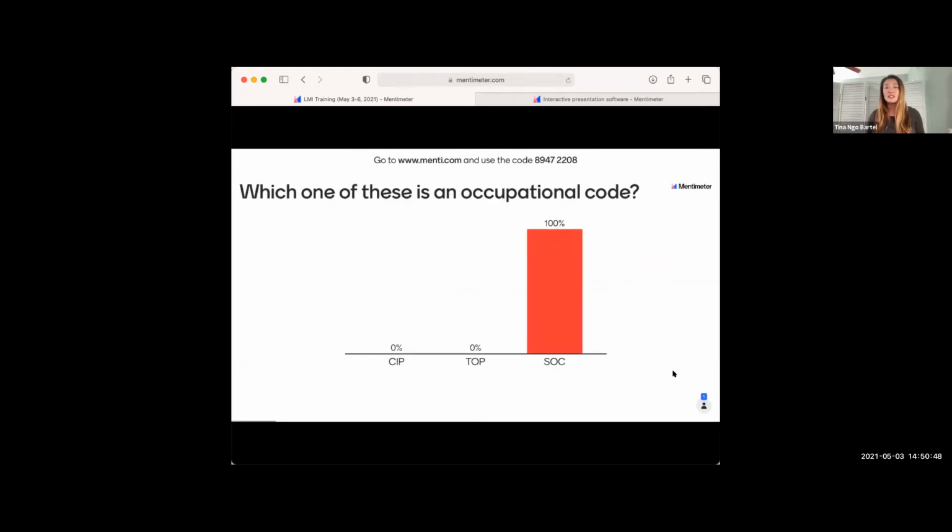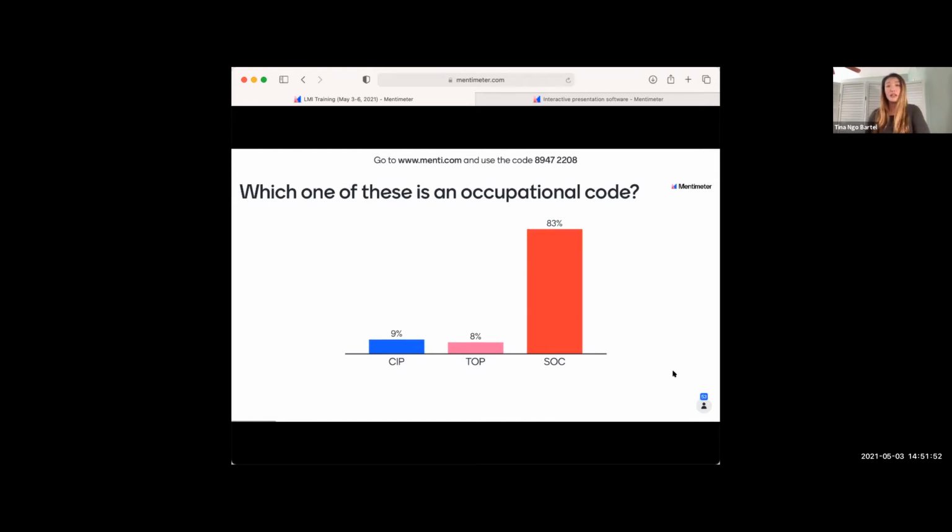All right, so now which one of these is an occupational code? So still with your phone out, you should be able to select one of these options. Is a zip code, TOP code, or a SOC code an occupational code? Excellent. So I think most of the folks got it.